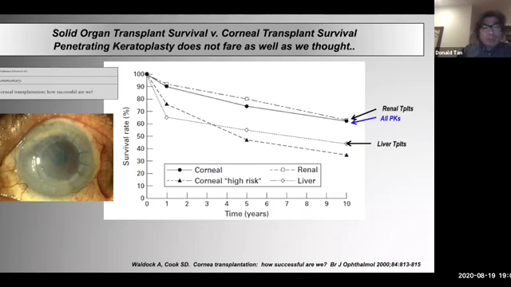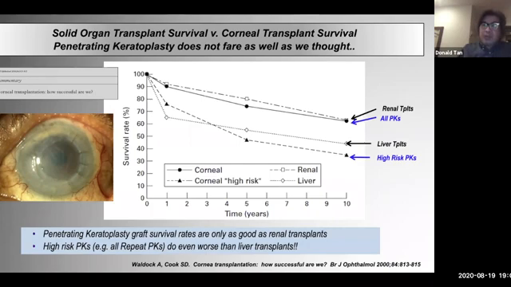If you then split up PKs into all PKs versus high-risk PKs, in fact, we are worse than liver transplants. So the challenge really facing us is that PK graft survival rates are only as good as renal transplants. And if you're high risk, for example, repeat grafts, you do worse than liver transplants. So that's really something to think quite hard about.